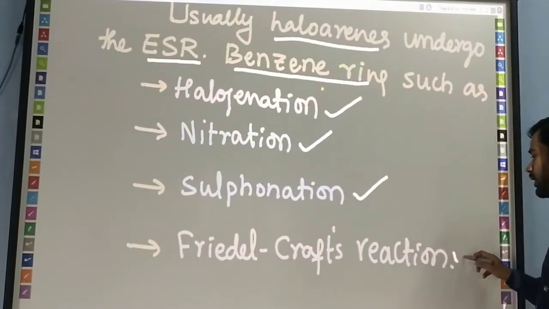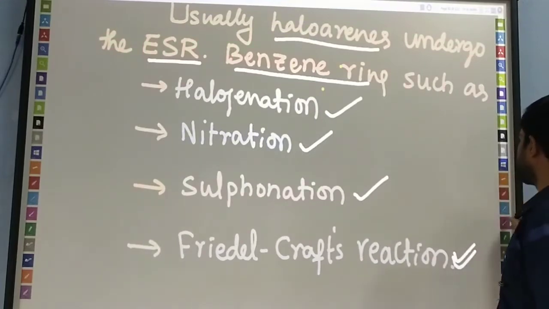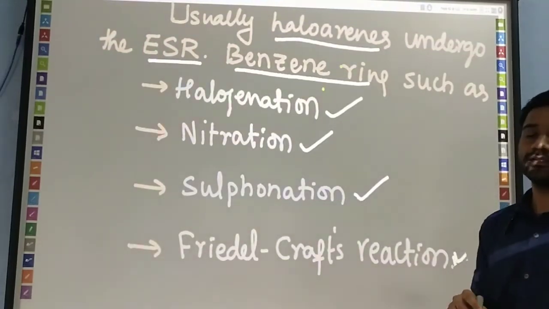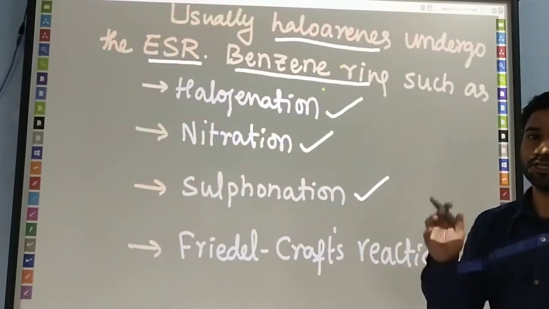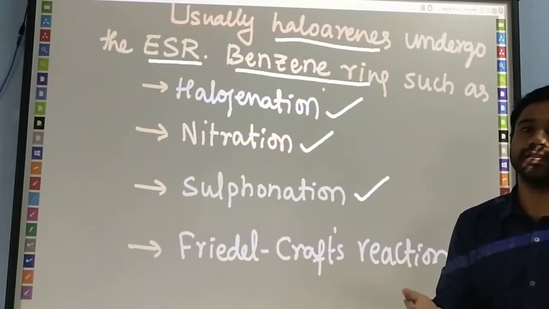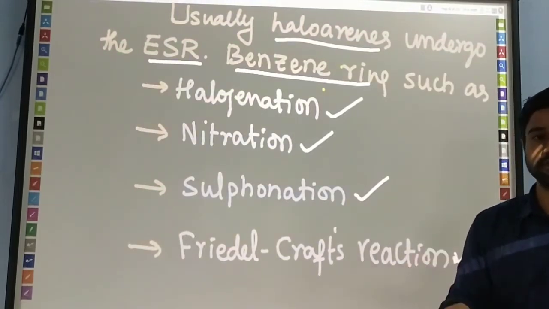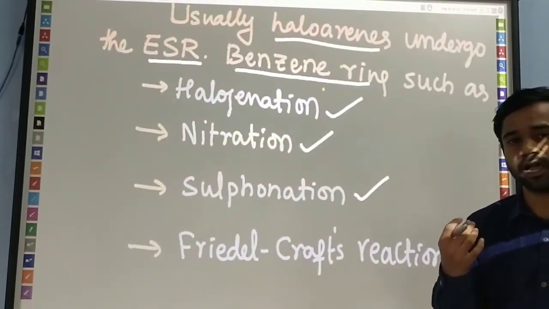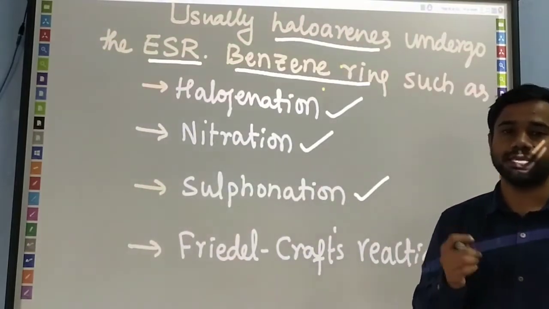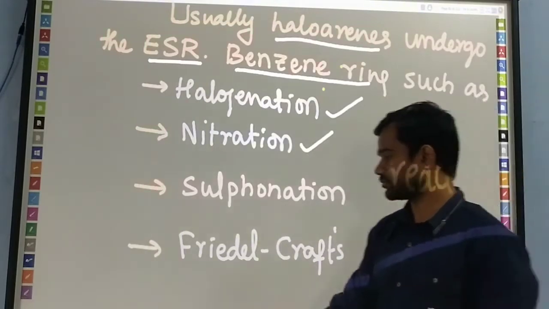The next one is the Friedel-Crafts reaction. In the Friedel-Crafts type of reaction, the halogen is attacked by an alkyl group in the presence of anhydrous aluminum trichloride or anhydrous iron trichloride.